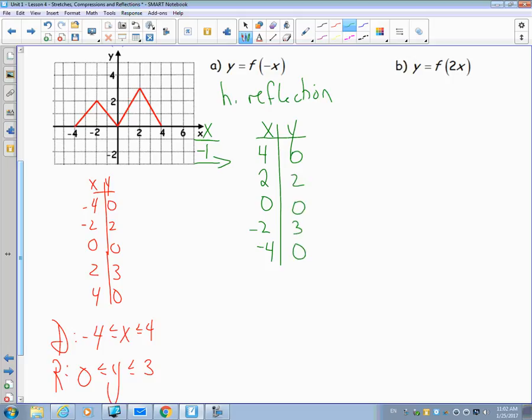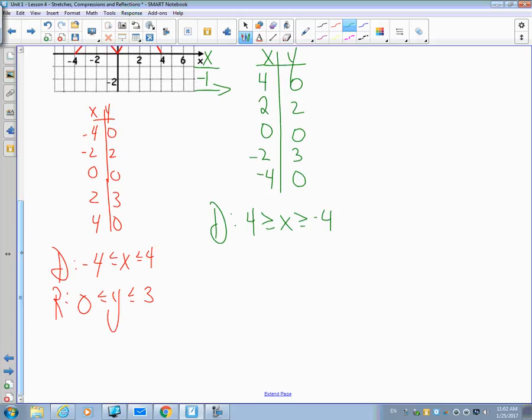Okay, domain and range. If I divide my domain by -1, I'll get +4, swap the sign, -4, and swap the sign. Now you can write it that way, which totally makes sense. Or if you put it in our normal format, the small one goes on the left, and the big one goes on the right. And all I do is change the order around backwards, okay? Still means the same thing. Our range hasn't changed, 0 to 3.